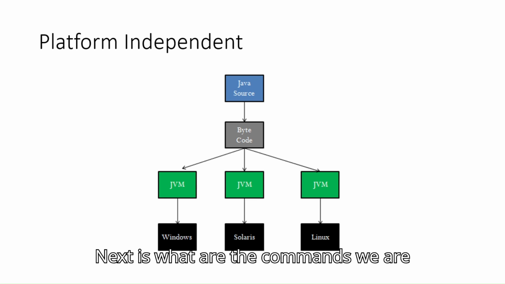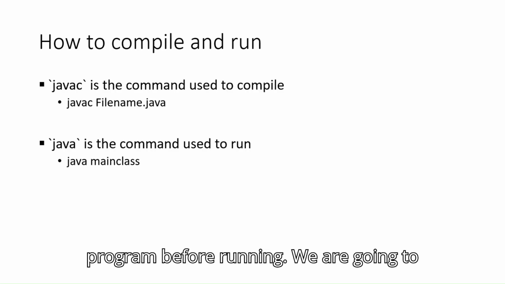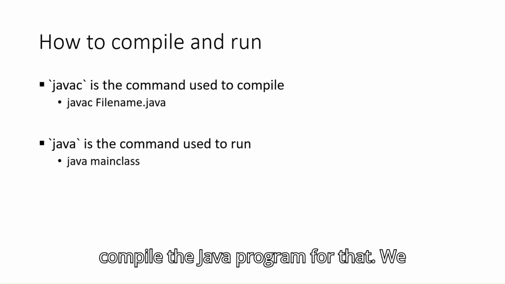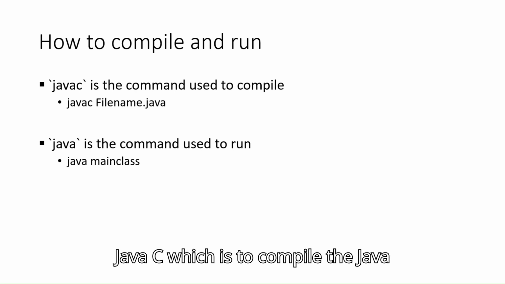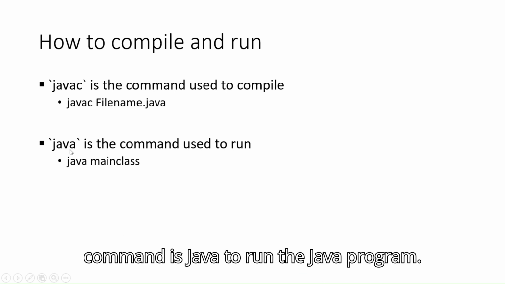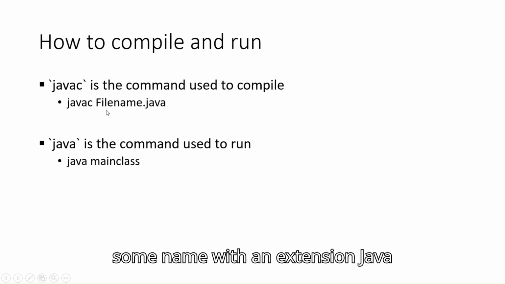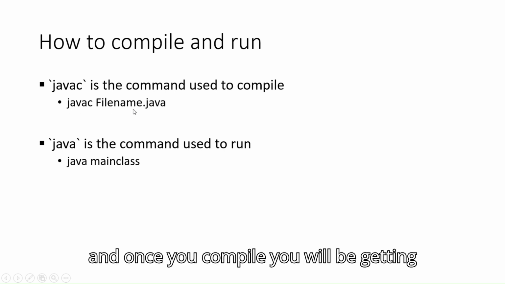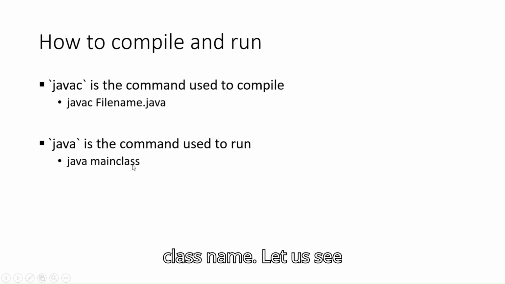Next, what are the commands we are going to use to run the Java program? Before running, we are going to compile the Java program. For that, we have some commands. One command is javac, which is to compile the Java program. And another command is java, to run the Java program. You have to create a Java file with some name with an extension .java, and once you compile, you will get a bytecode which is going to have some class name.